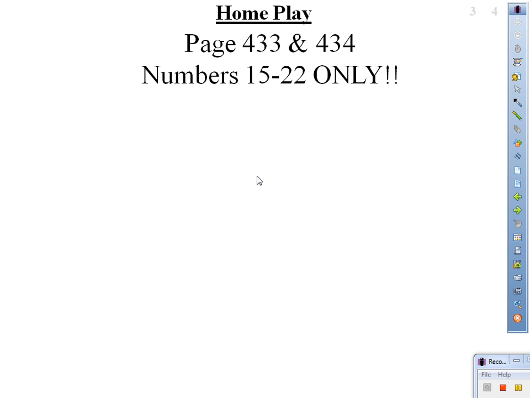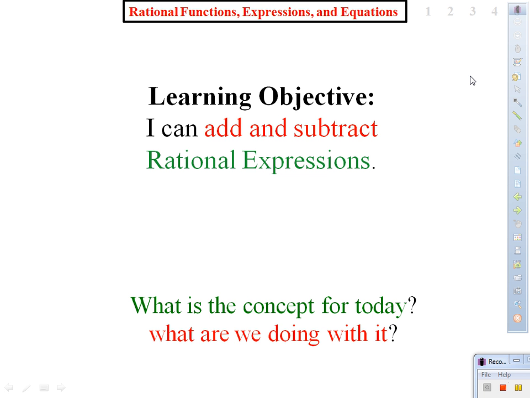Okay. Once again, pages 433, 434, 15 through 22 only. Our objective for today: I can add and subtract rational expressions. Today's a new concept, so make sure you get a Frayer model going for rational expressions.